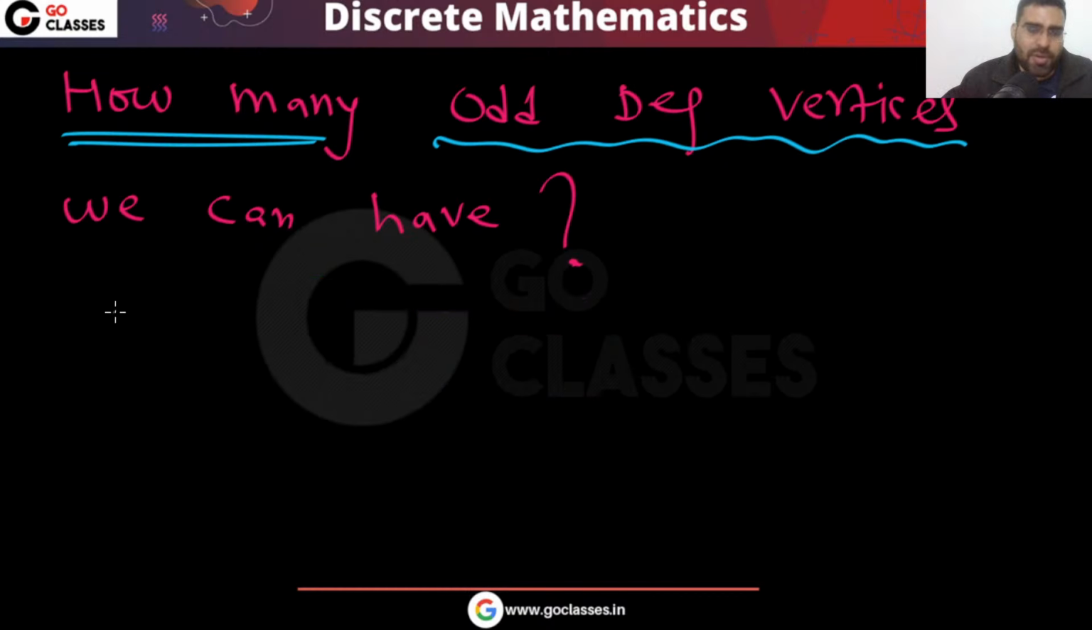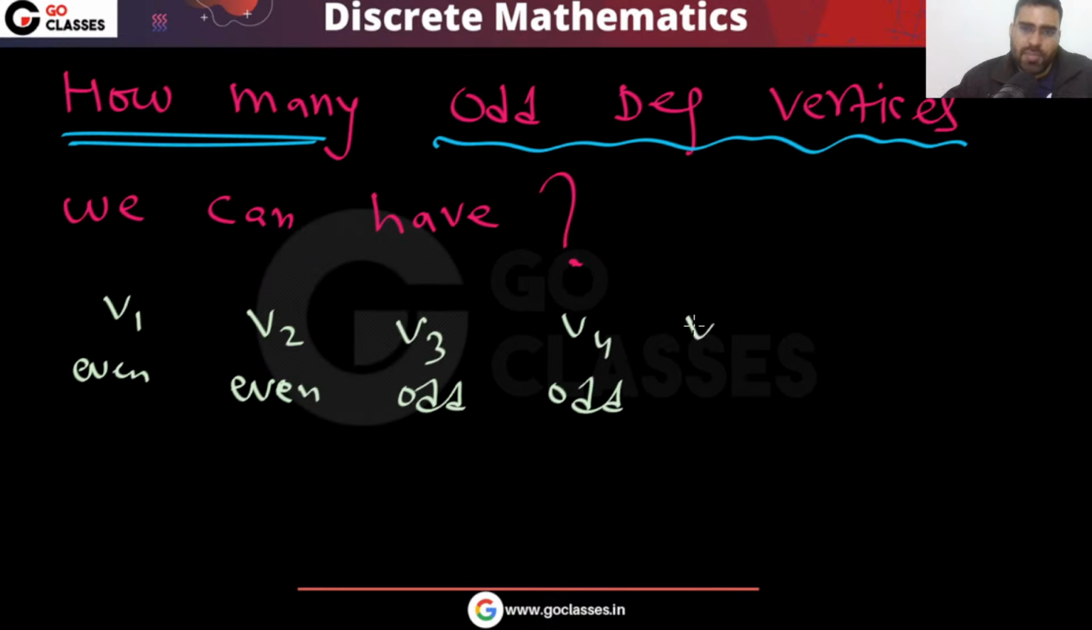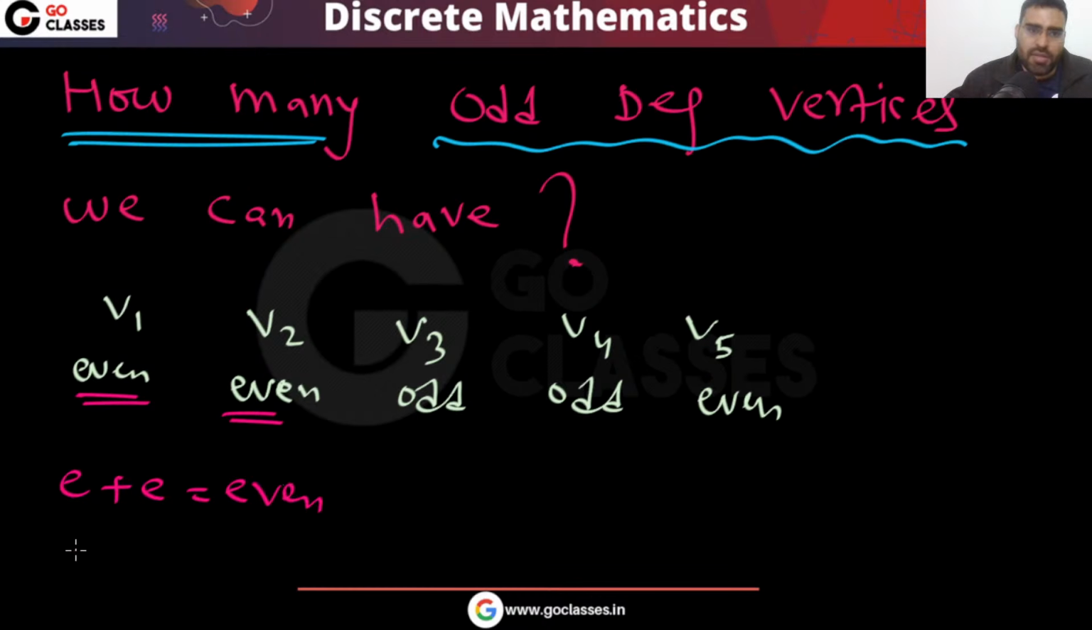For example, maybe this vertex has even degree, this has even degree, this has odd degree, this has odd degree, and this has even degree. If you do even plus even, that will always be even. But this total must be even, right? This total must be even.